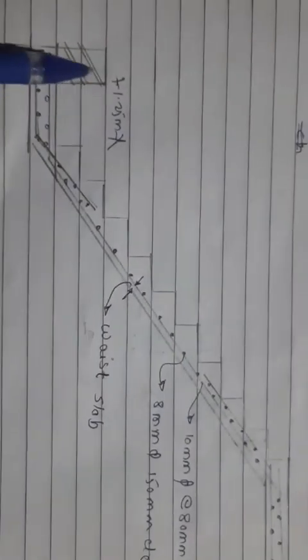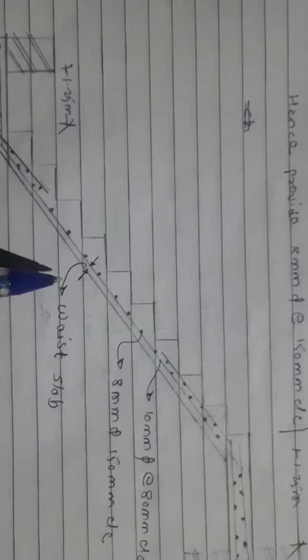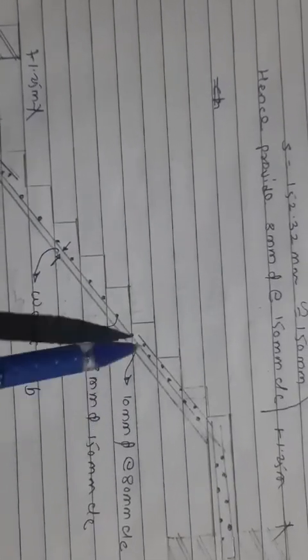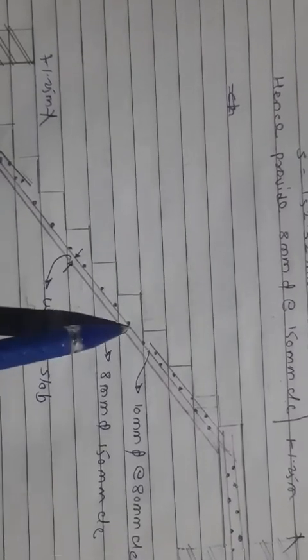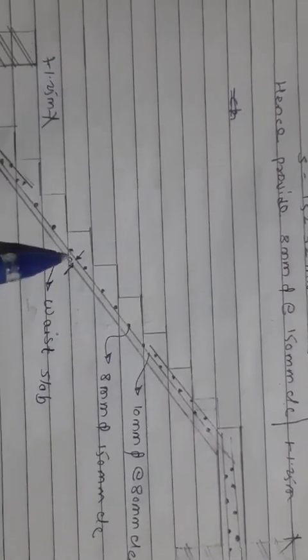Now finally we go for the sketch. Your main steel is 10 mm at 80 mm center to center, and this is your distribution steel, this is your base slab, this is your landing. This is the arrangement. So finally we get the arrangement of the steel in the staircase.